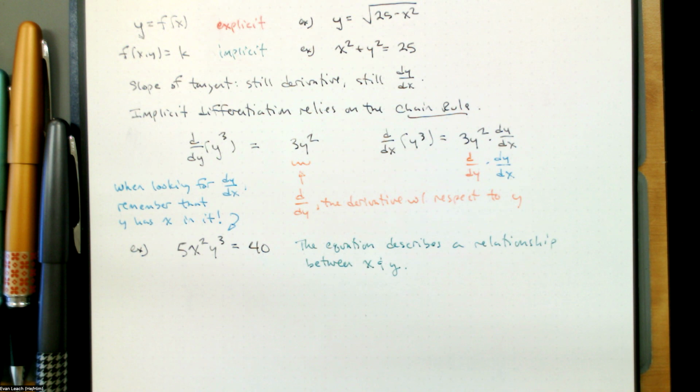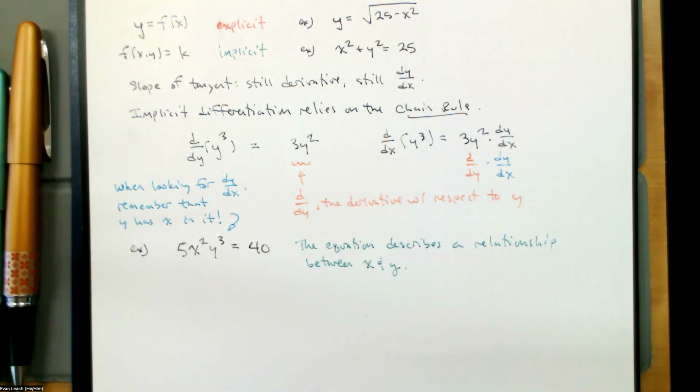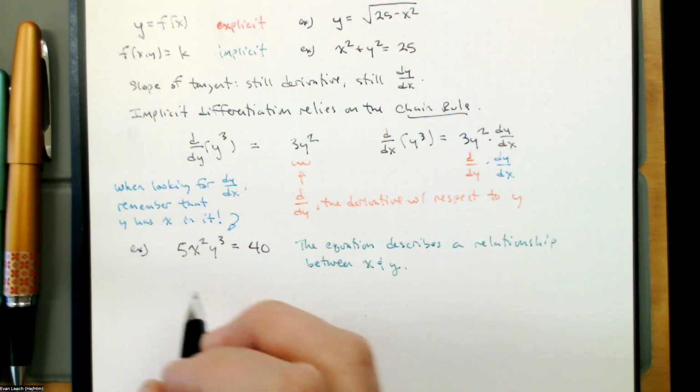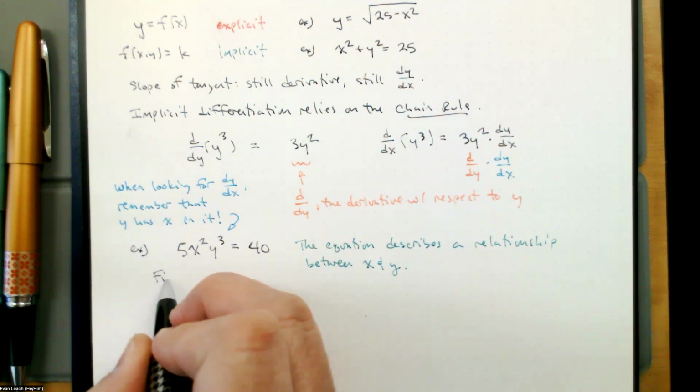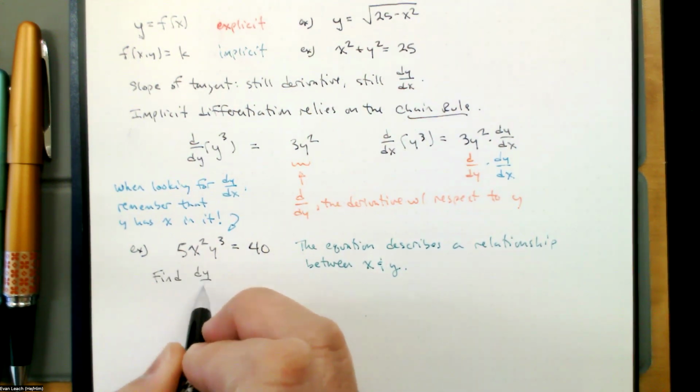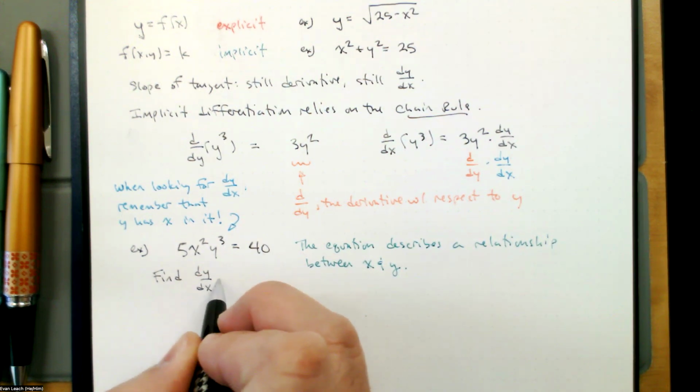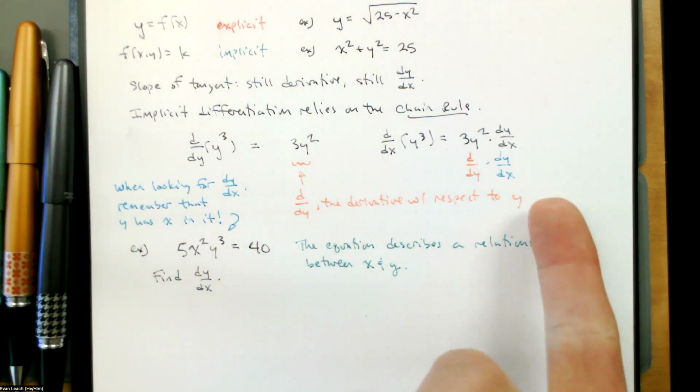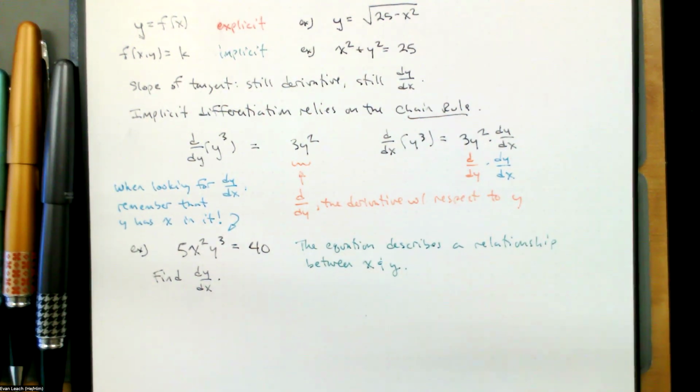So if 5x squared y cubed is equal to 40, take a minute and think about what we'll need to do to find dy dx. We know we're going to eventually use the chain rule because the derivative of y cubed with respect to x is 3y squared times dy dx. The derivative of x squared with respect to x is just 2x. But how are we going to put those together when they're combined in this fashion?